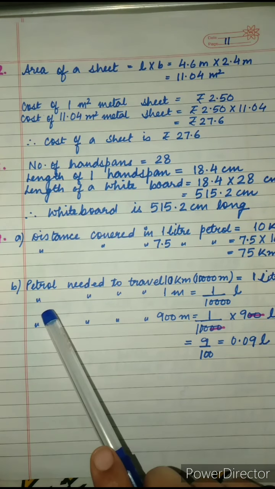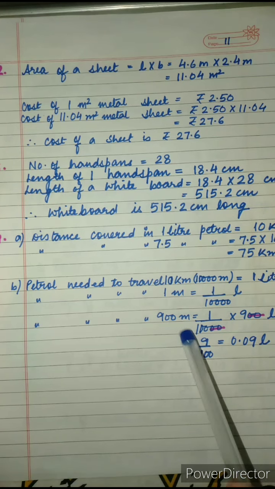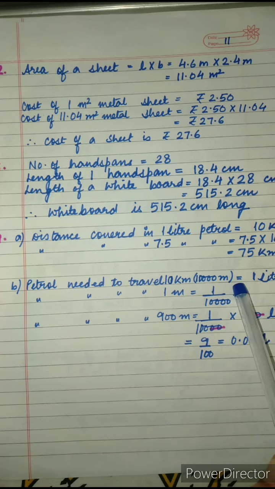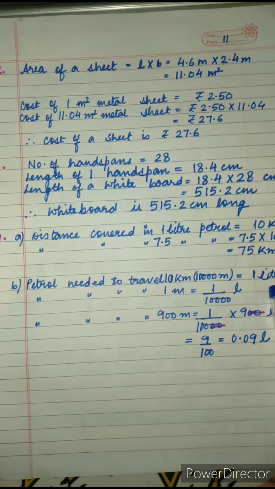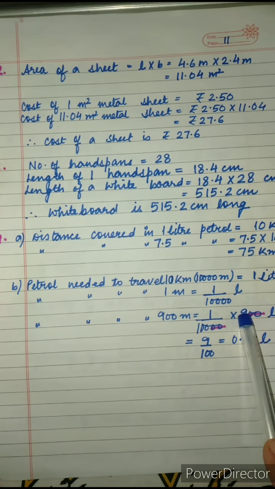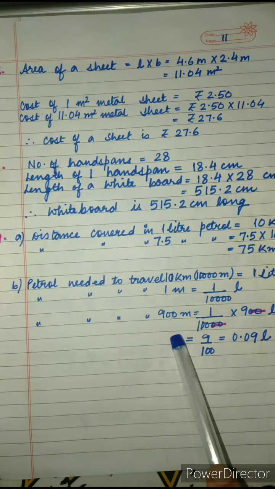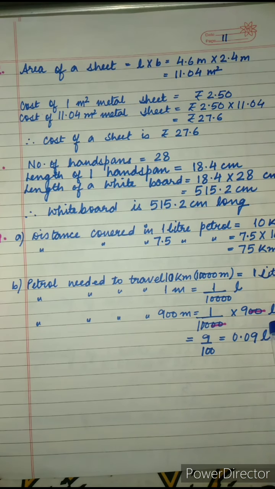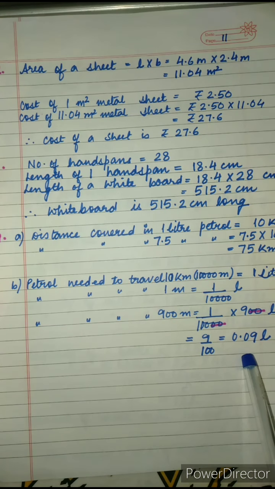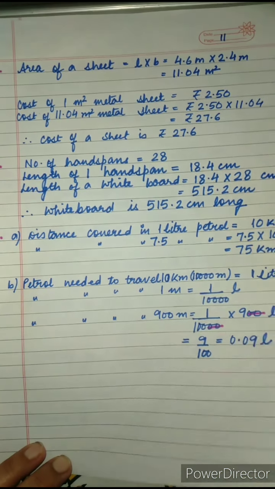In the next part, we have to find the petrol needed to travel 900 meters. Now we know that petrol needed to travel 10 kilometers, that is 10,000 meters, is 1 liter, and petrol needed to travel 1 meter will be 1/10,000 liters. Then we'll multiply 900 meters, that is petrol needed to travel 900 meters will be 1/10,000 into 900 liters. So that will give you 9/100, which will be 0.09 liters. This is how you do it in the unitary method. The same has been applied here.